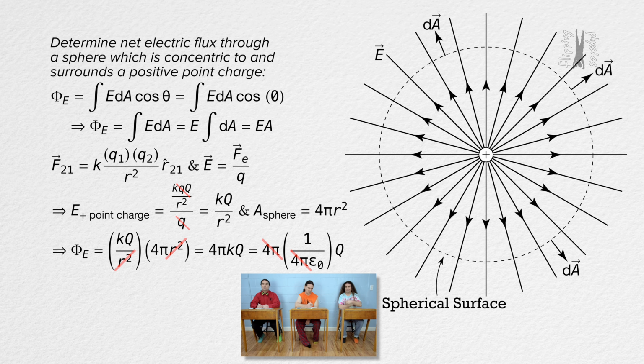The electric flux which passes through a sphere which is concentric to a positive point charge equals the charge of the positive point charge divided by the permittivity of free space. Sure. A more elegant answer using a more mathematically rigorous approach. So the electric flux is independent of the radius of the concentric spherical surface? Cool. That is weird. Yeah.